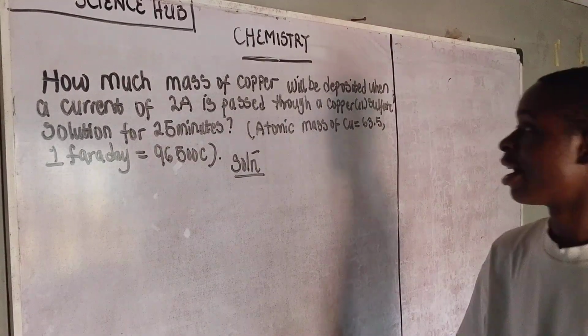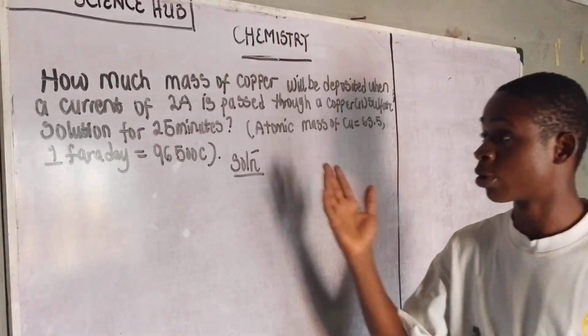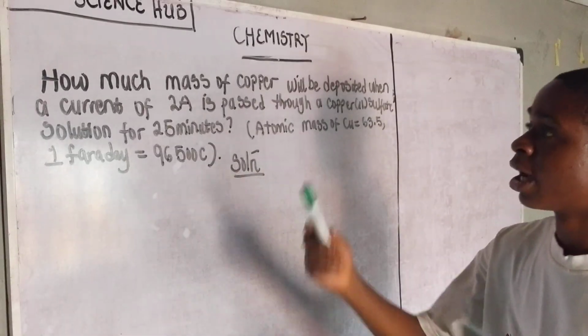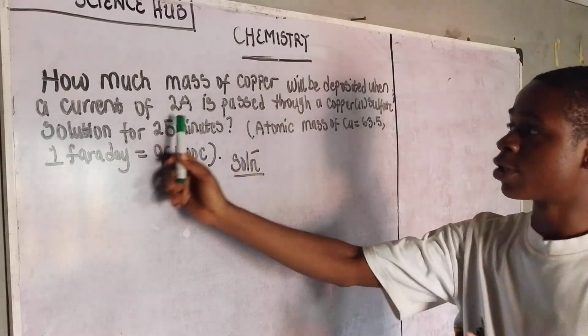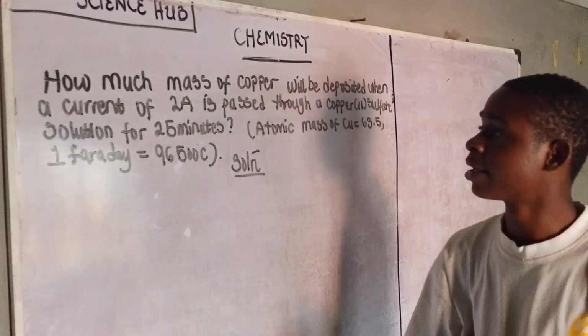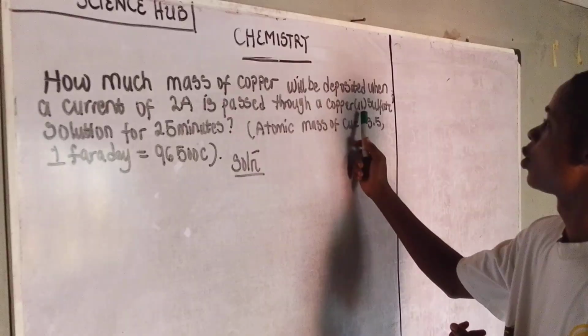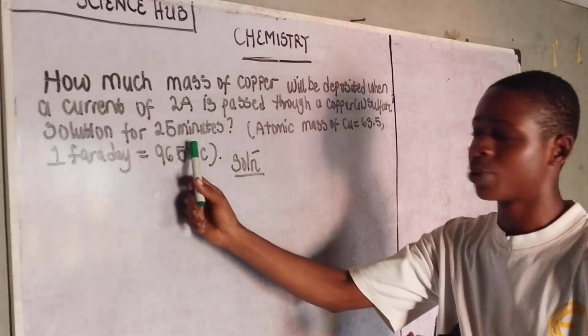Welcome to Science Up. We are looking at chemistry and this particular question. So let's read it together. How much mass of copper will be deposited when a current of 2A, the 2A is 2 ampere, is passed through a copper 2 sulfate solution for 25 minutes?